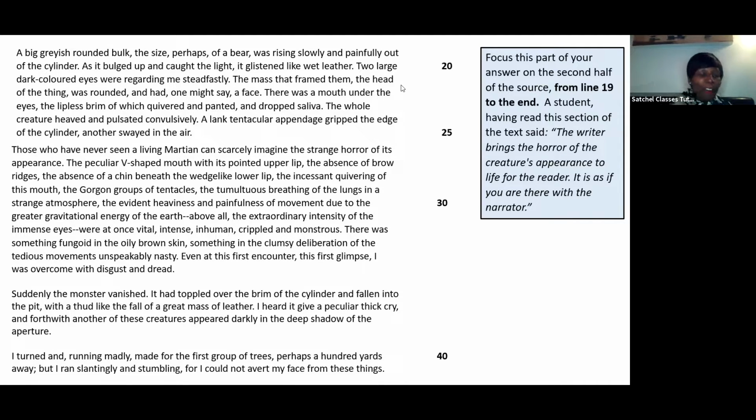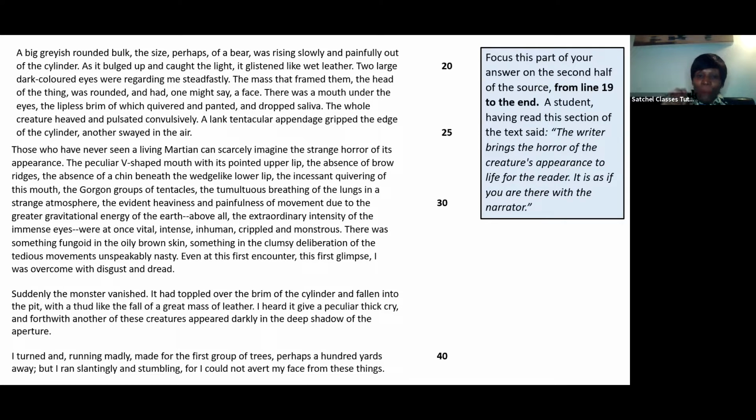Now, when we look at the third paragraph, there's a shift. This is a structural feature. Suddenly the creature vanished and toppled. So this verb and this shift, it's a language feature and a structure feature. It's almost comical. It comes and it makes this thud, this onomatopoeia. It falls like a big suitcase into the pit. However, this perhaps is more sinister.